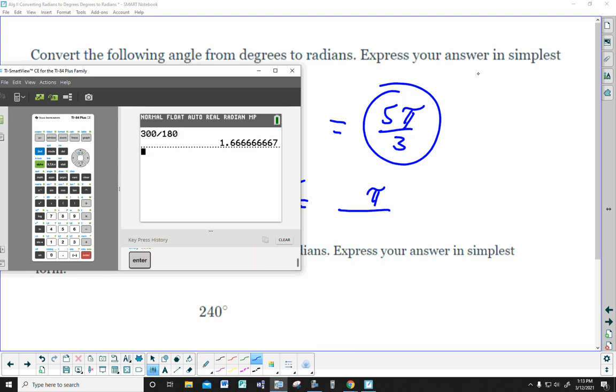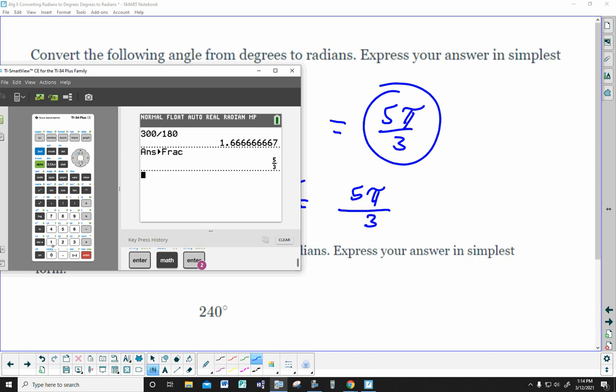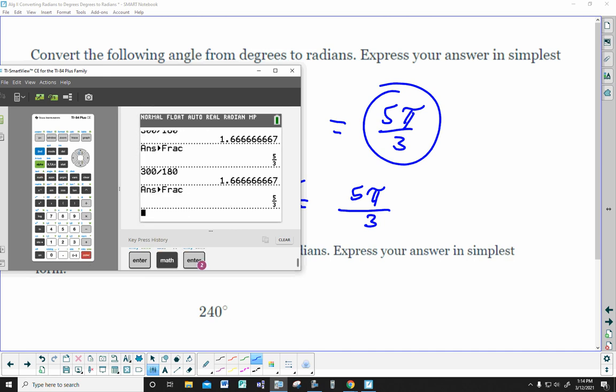Don't write that. It doesn't say anything about rounding. Go Math, enter, enter, 5/3. Put the 5 and the 3. So let me show you that again. You went 300 divided by 180, enter. Got some decimal, Math, and just hit enter twice, once, twice. There it is. And put the pi back on. Okay? If you type the pi in, it's not going to work. It won't be able to convert it. Okay?